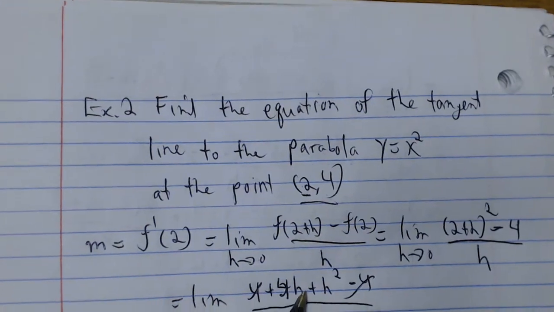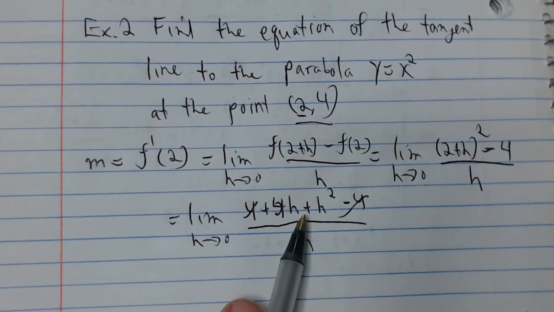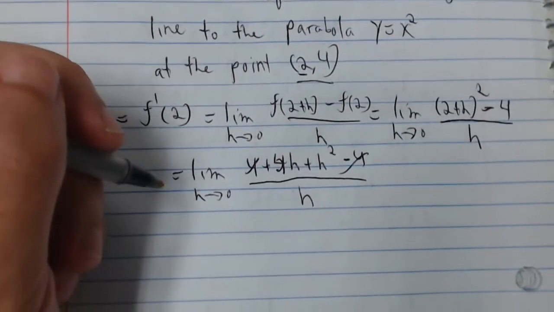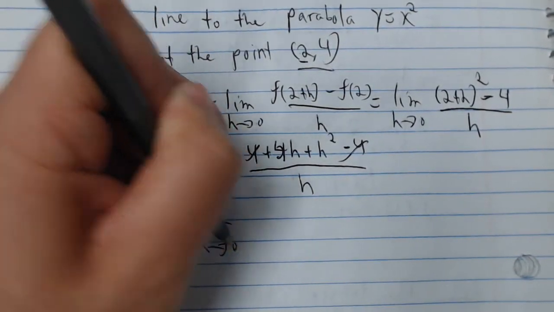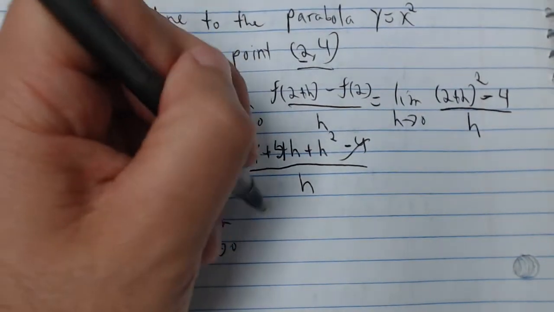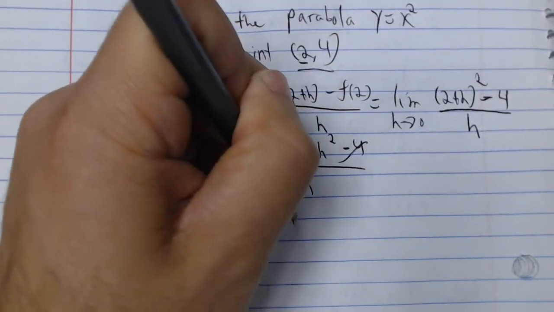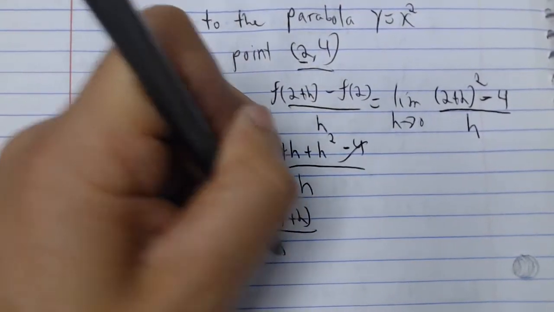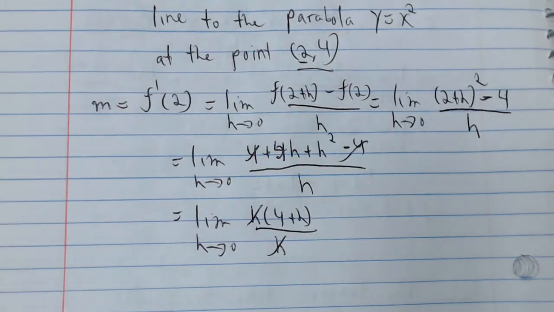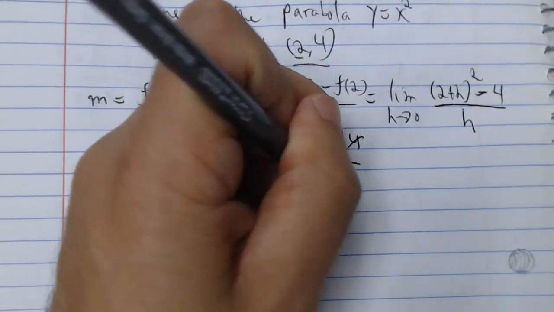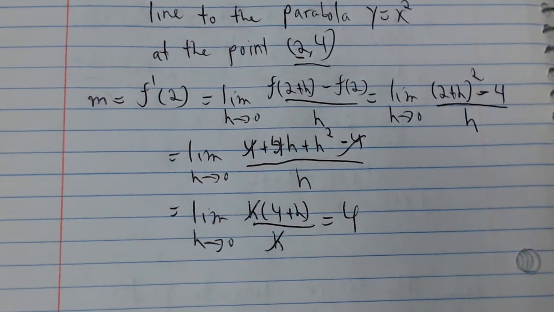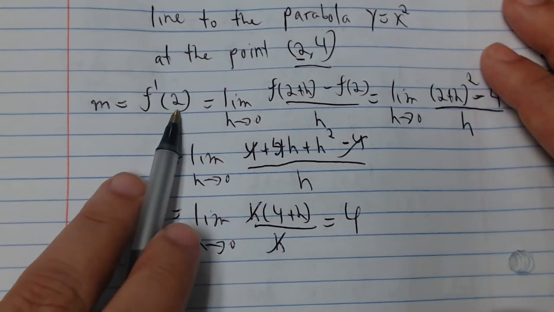So now I could factor out an h from up here. And if I factor out an h, that leaves me with the limit as h approaches 0 of 4 plus h all over h. Cancel out the h's. Now I could use direct substitution, and if I plug in 0 for h, I get 4. So that's the slope of my tangent, which was the same thing as finding the derivative of this function at 2.